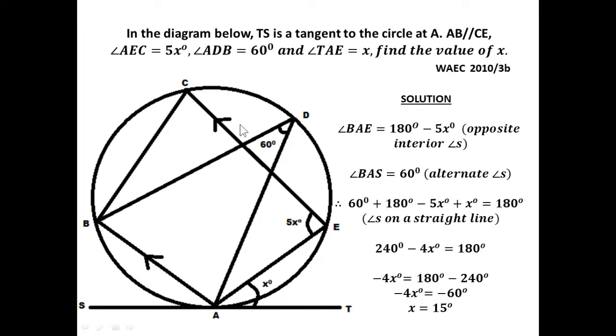And angle ADB, A, then D, then B, this angle here is 60 degrees. We have to calculate angle TAE, T, A, then E. This angle marked x is what you have to find. So we are given angle TAE as x degrees, and we have to find the value of x.